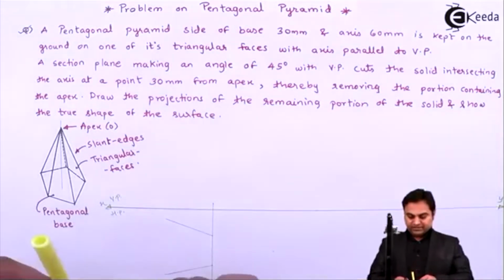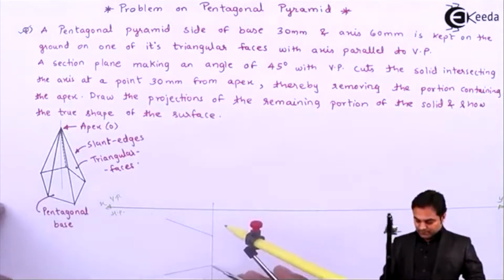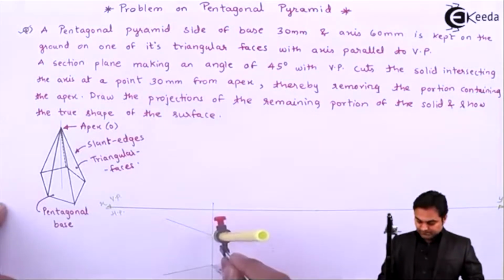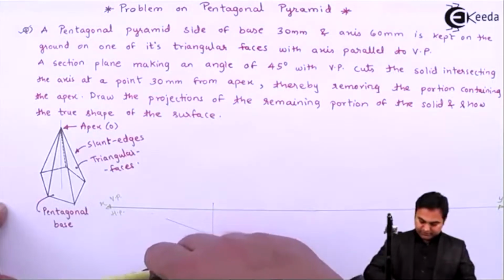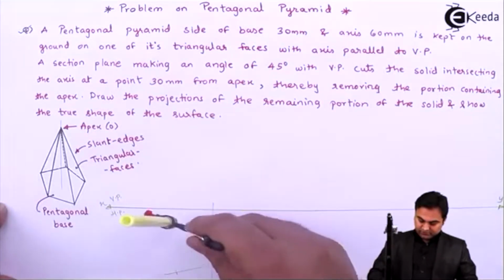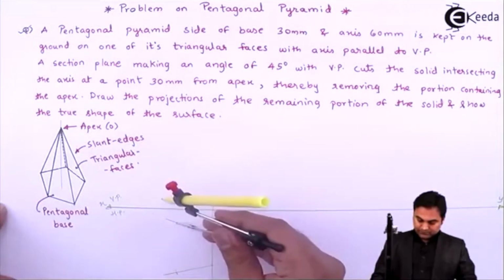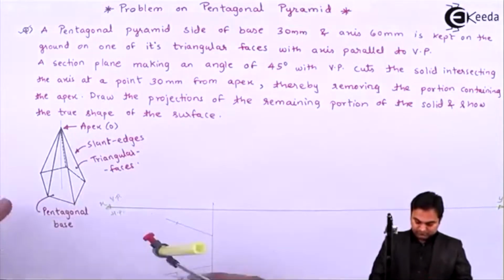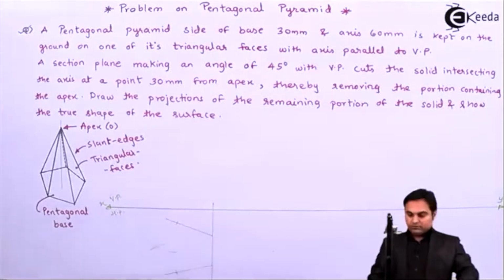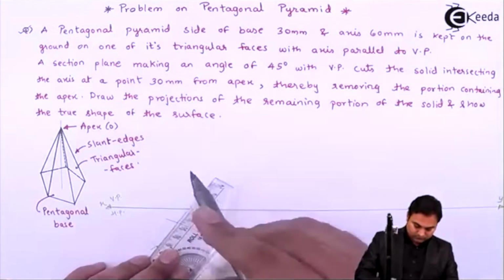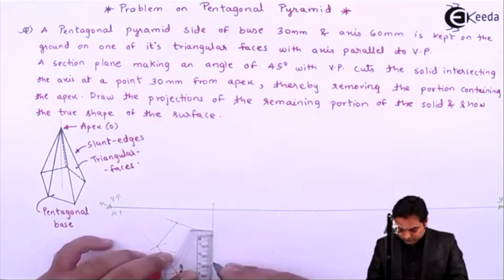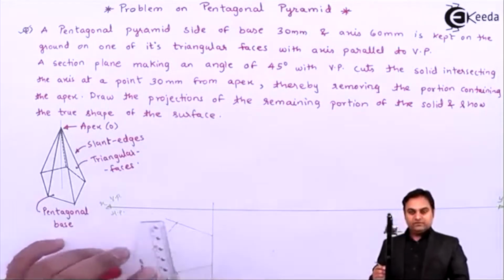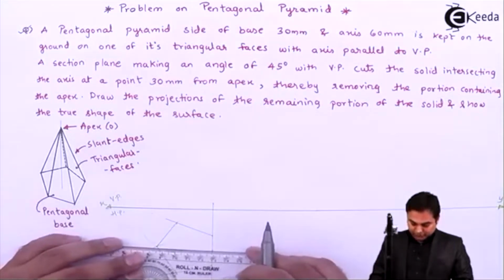Measuring this side, which is 30 mm, into the compass, marking it on one side, similarly onto the other side. Keeping the same distance, drawing an arc, cutting it. So here I get a point. Taking the midpoint of the side and joining it to the opposite corner.